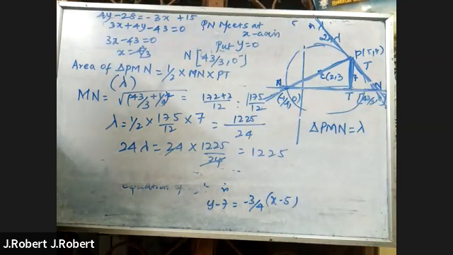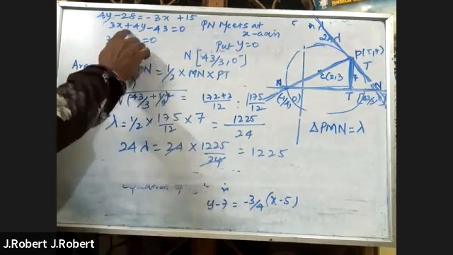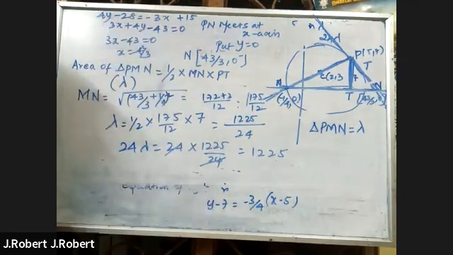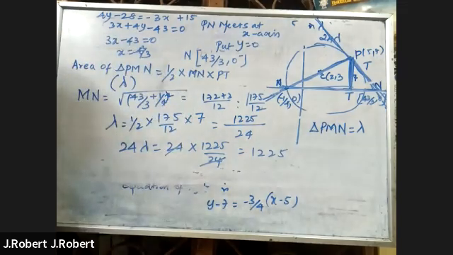The slope of PN is perpendicular to the normal. So -1 by m, we will get -3 by 4. So the slope is found, -3 by 4. The point on the tangent is 5, 7. Using the 1 point slope formula, y minus y1 equals m into (x minus x1), we'll get the equation 3x plus 4y minus 3 equal to 0. This tangent also meets the x-axis, and the point is N. When I put y equal to 0, x equals minus 43 by 3. So that is the N point.